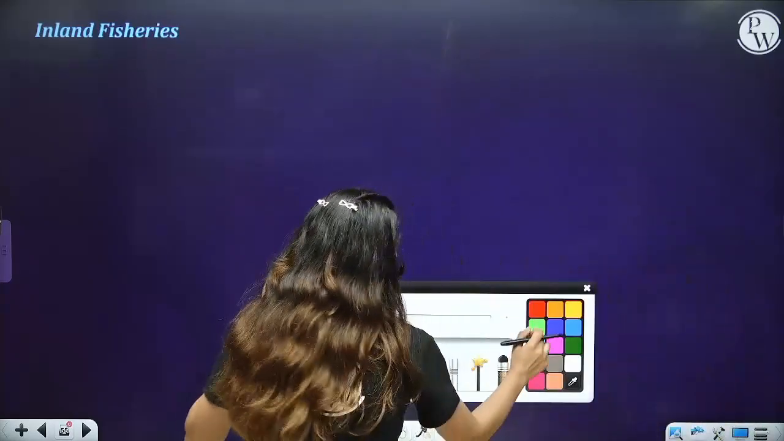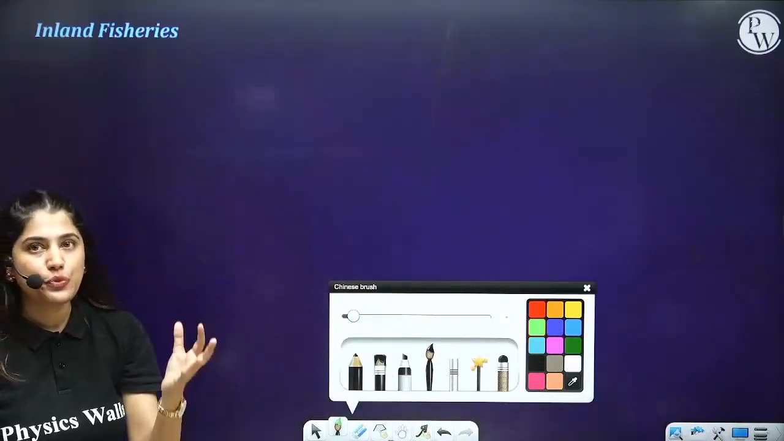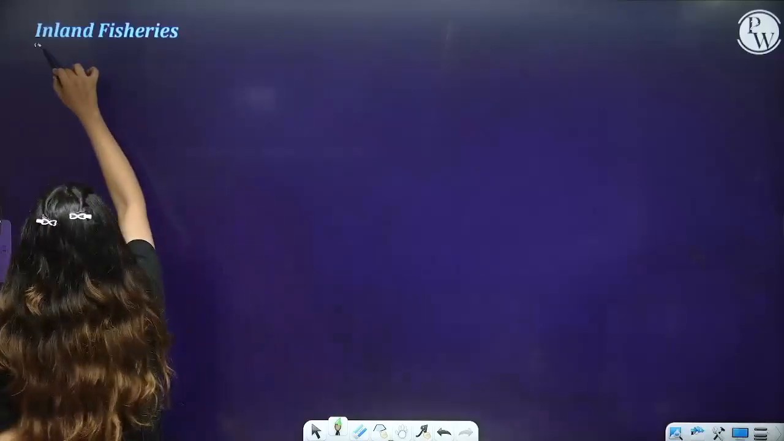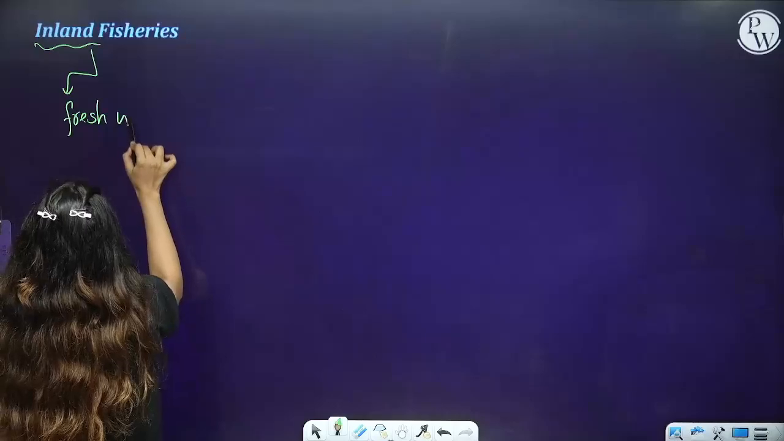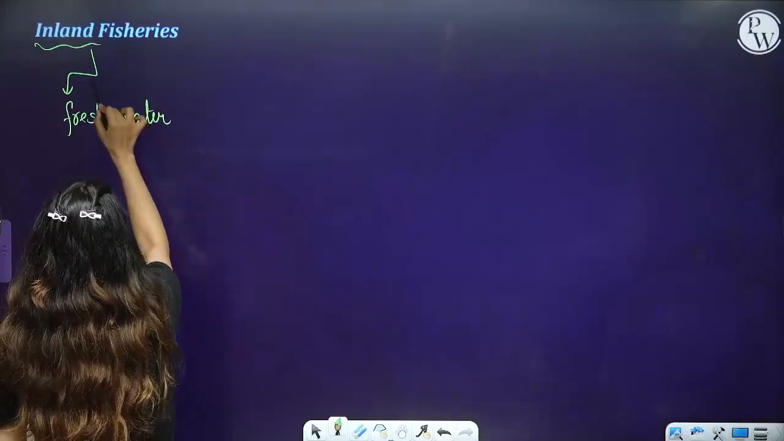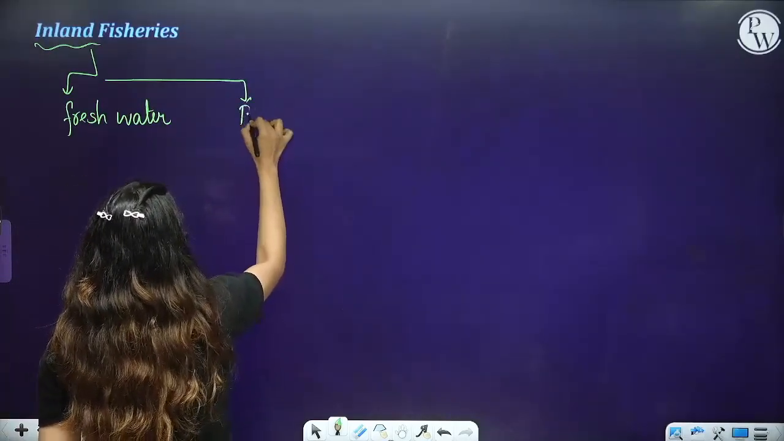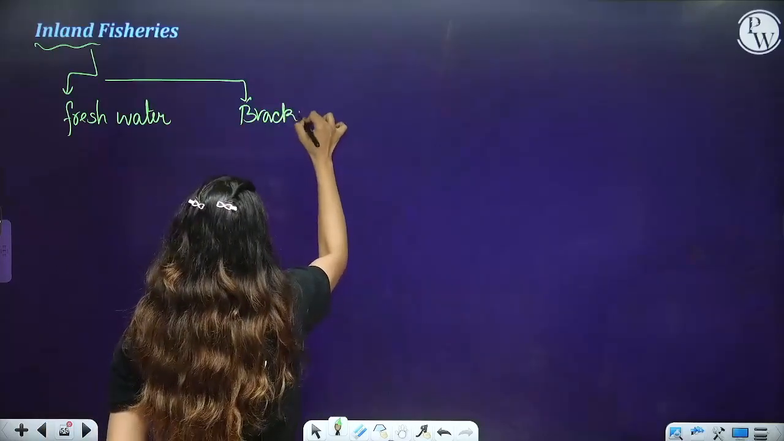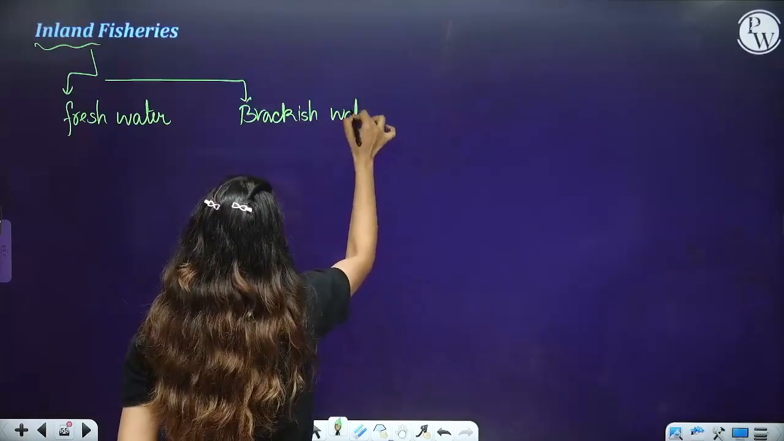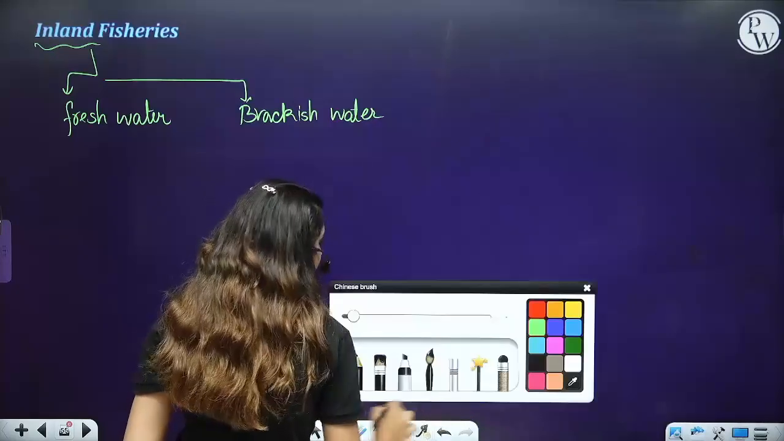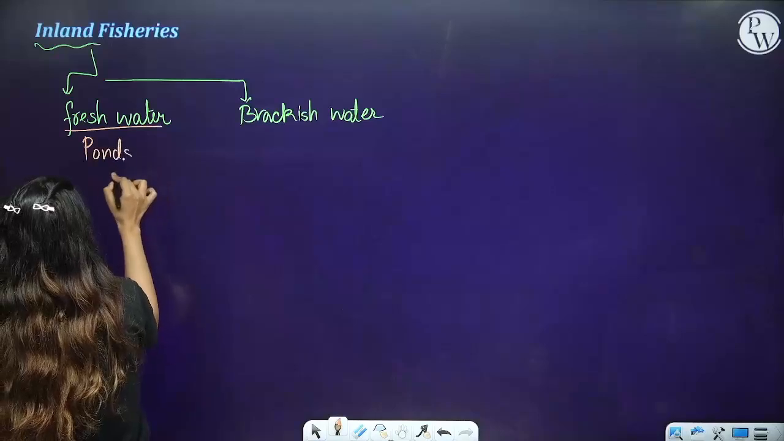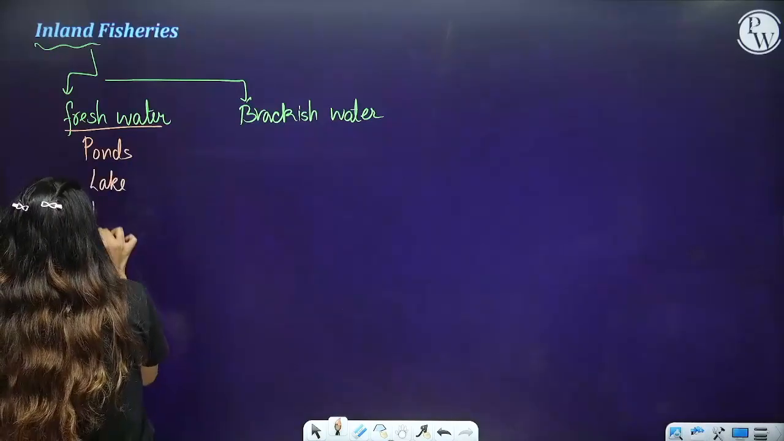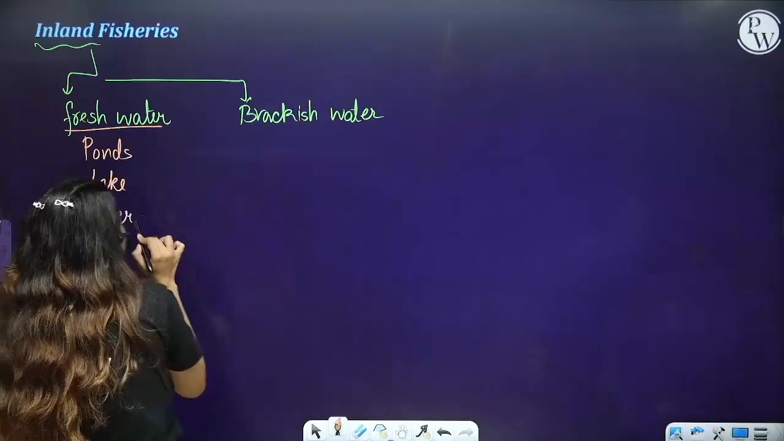Now we come to inland fishery. The word inland basically refers to fishery done in fresh water as well as brackish water. It's a collective term for fresh water as well as brackish water. Do you know the fresh water sources? Can you tell me what the fresh water sources are? Yes, ma'am, we can tell you. For example, we have ponds, we have lakes, right? We have rivers. These all are fresh water sources.